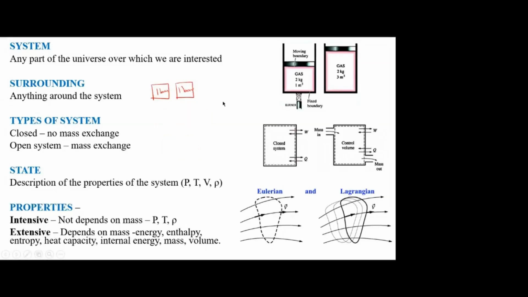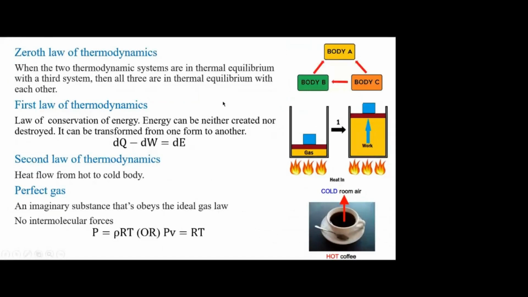So these are some basic definitions. Then next, some of the laws of thermodynamics. The zeroth law: if two systems are in thermal equilibrium with a third one, then all three are in thermal equilibrium with each other. This is the zeroth law. And the first law shows the conservation of energy, and this is the equation.